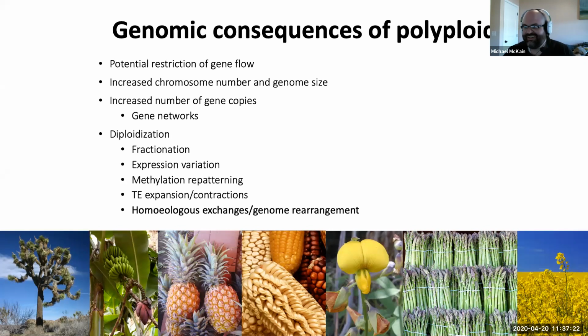And that leads me to the last part here, this idea of diploidization. This concept of moving from polyploid-like to more diploid-like happens through fractionation, so loss of different paralogs between paralog pairs, changes in expression of variation between subgenomes and paralogs, methylation repatterning that seems to come pretty much immediately after the polyploidization process, and variation and expansion and contraction of transposable elements from either subgenome or across subgenomes. And then the topic I'm interested in talking about today, which is homoeologous exchanges and the associated genome rearrangement. I'm going to focus on homoeologous exchange from a perspective of phylogeny.